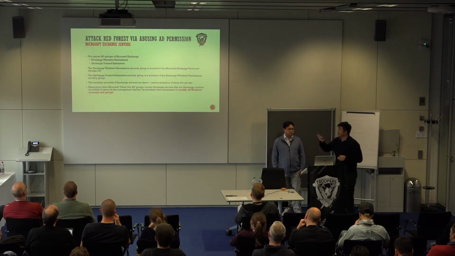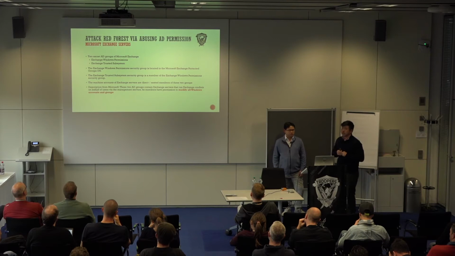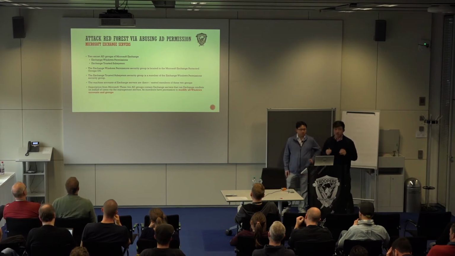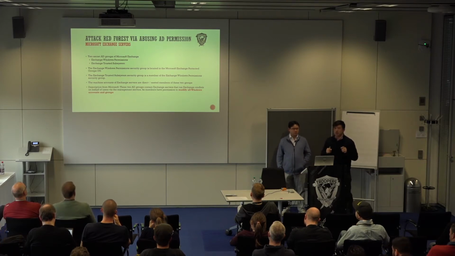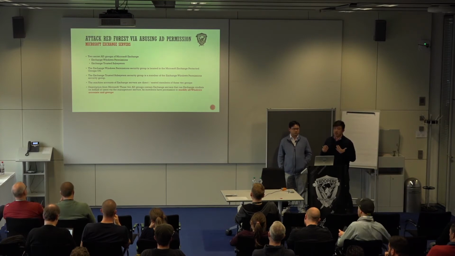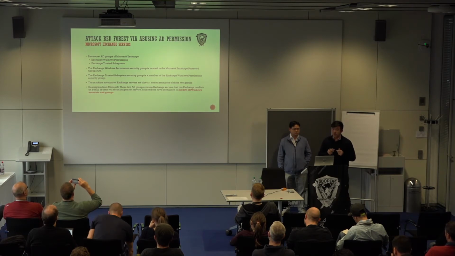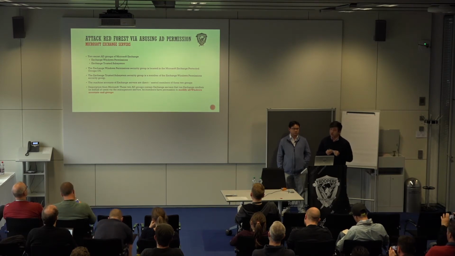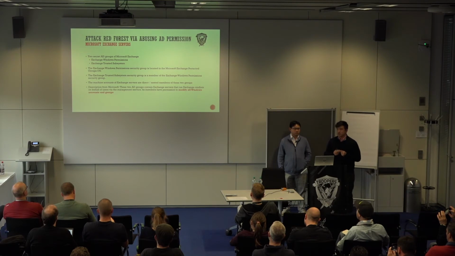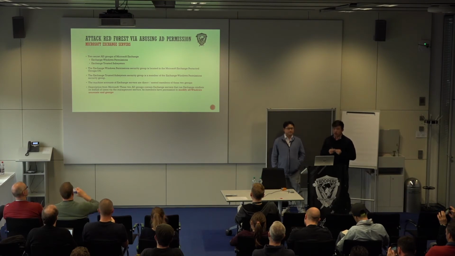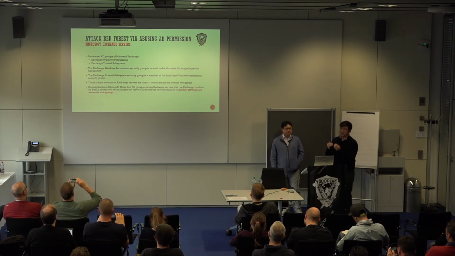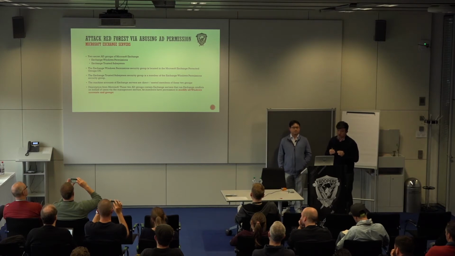Okay, so I think this is a very important thing we want to talk about, the Microsoft Exchange, right? If you own the Microsoft Exchange, you potentially can own the entire AD just based on this. There are actually two groups within Microsoft Exchange server. The first one is called Exchange Windows Permission. The second one is called Exchange Trust Subsystem. And the Exchange Trust Subsystem is actually a nested member of Exchange Windows Permission.